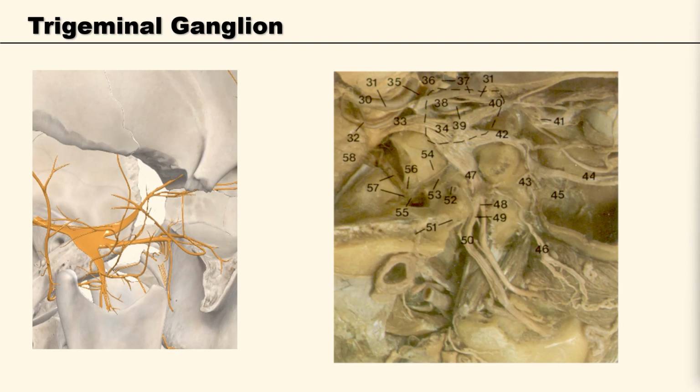Over to the left, you can see the sensory root of the trigeminal nerve in the posterior cranial fossa. It's labelled 33. Note the artery labelled 32. This is the vessel often implicated in trigeminal neuralgia, as it can rub against the sensory root of the trigeminal nerve. After passing over the petrous ridge, the sensory root expands to form the trigeminal ganglion, which is labelled 34. You can see how this gives off the ophthalmic nerve, the maxillary nerve, and the mandibular nerve.